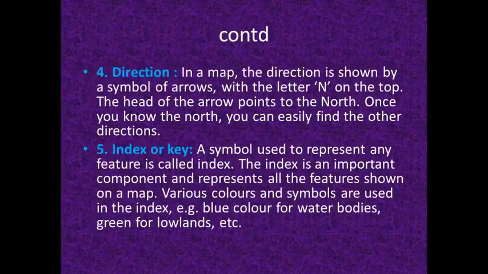Index or key. The symbol used to represent any feature is called index. The index is an important component and represents all the features shown on a map. Various colors and symbols are used in the index. For example, blue color for water bodies, green for lowlands, etc.